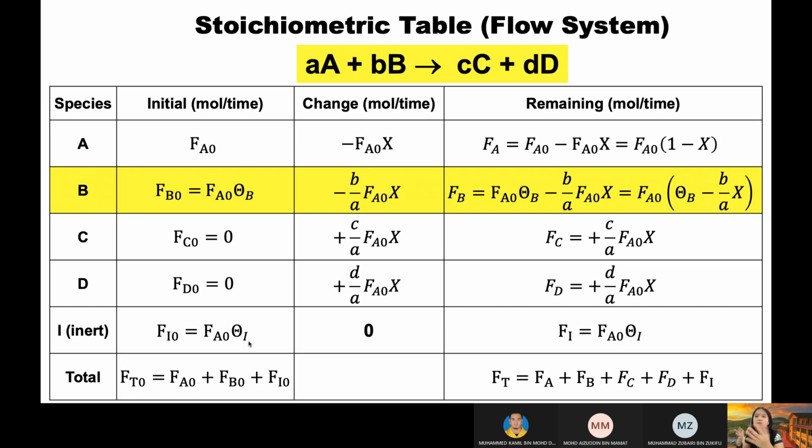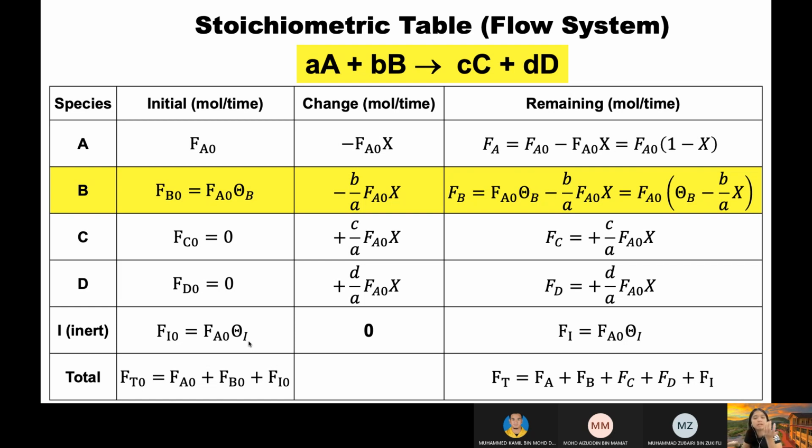So berapa theta B? So theta B will be equal to 0.3 divided by 0.4. Dapatlah theta B. Kira guna kalkulator. Theta inert will be again 0.3 sebab dia 30% juga. So 0.3 divided by mole fraction of A, 0.4. So 0.3 divided by 0.4, you get your theta I. So tak semestinya lah theta B, theta I ni sama, tak semestinya.